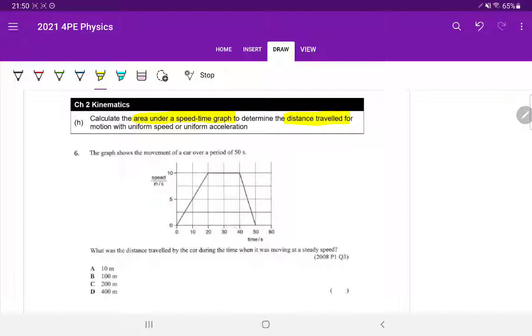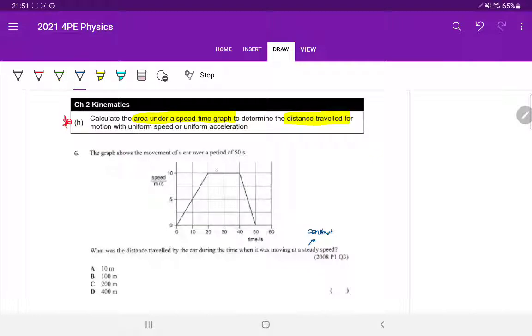So how do we apply this? Okay, so this is the key principle that we need to know now. How do you apply this? Let's look at this. They tell you that this shows the movement of a car over a period of 50 seconds. What was the distance traveled by the car during the time that it was moving at steady speed? Steady is another way of saying constant. So, moving at constant speed.